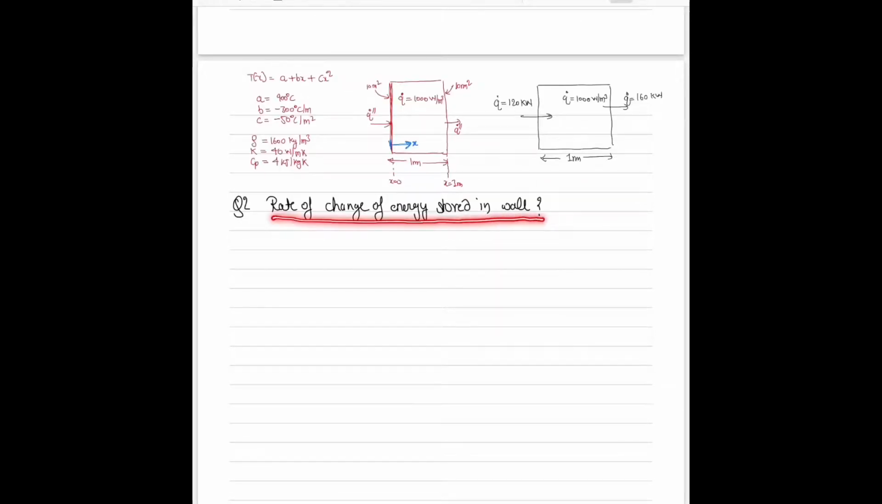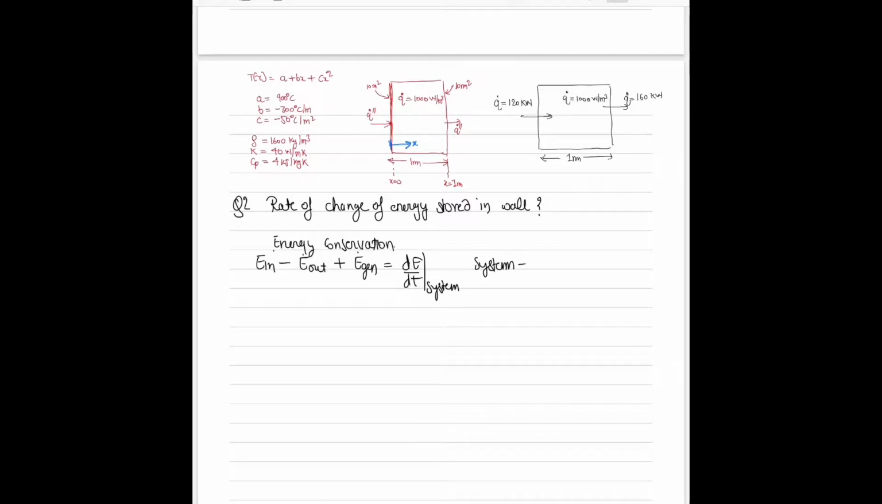Now in the second part, we have to find the rate of change of energy stored in the control volume. In order to find this, we have to apply energy conservation, that is energy in minus energy out plus energy generation equal to change in energy of the system. And in this case, our system is our wall.